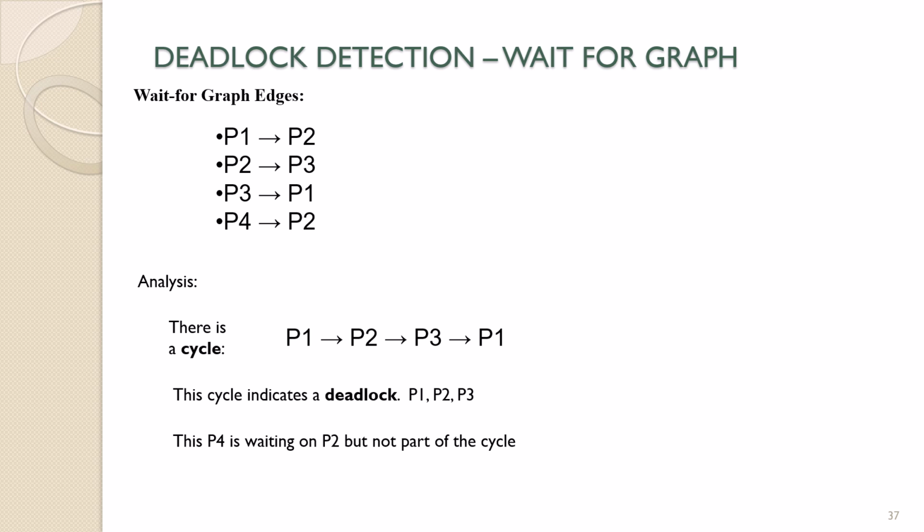So here's a deadlock detection wait-for graph. This is an example to show how a cycle could occur. P1 is waiting for P2, P2 is waiting for P3, and P3 is waiting for P1. So that is a cycle right there. This cycle would indicate that there is a very good chance that you have a deadlock.